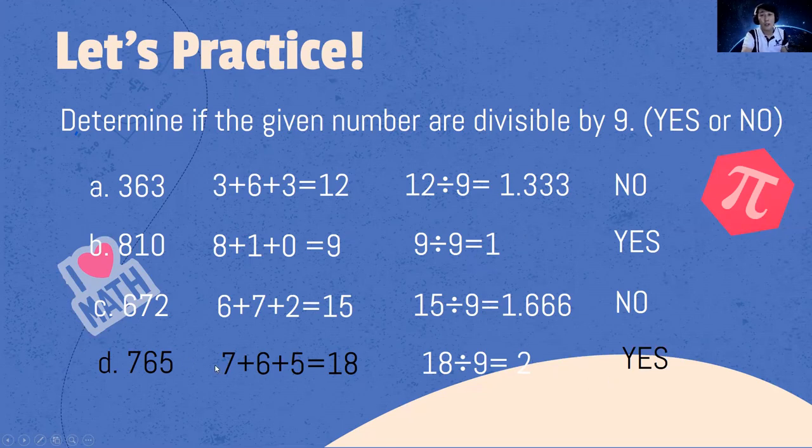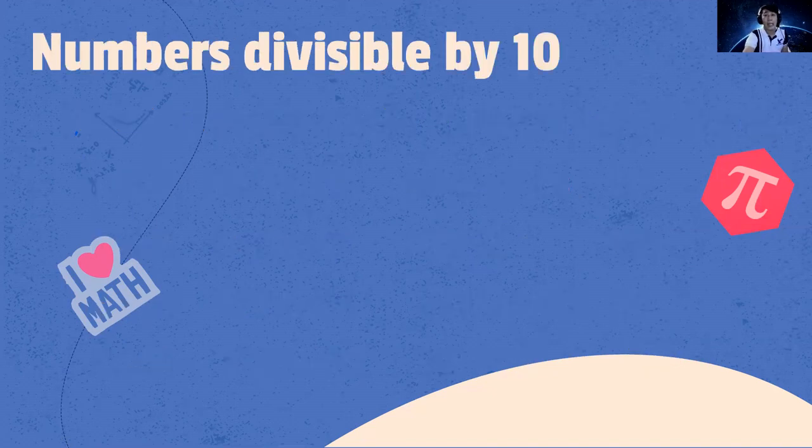How are we going to know if a number is divisible by 9? We will be adding all the digits of the given number. Then if the sum of the digits is divisible by 9, therefore, the number is divisible by 9. As simple as that. Let's move on to the last part.